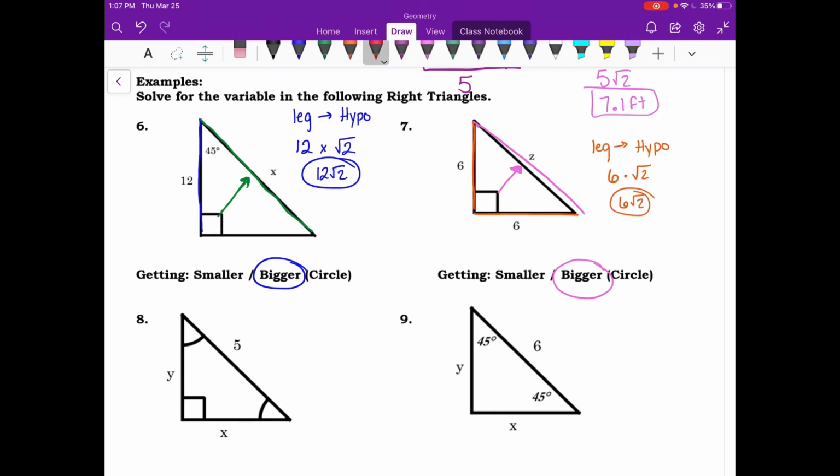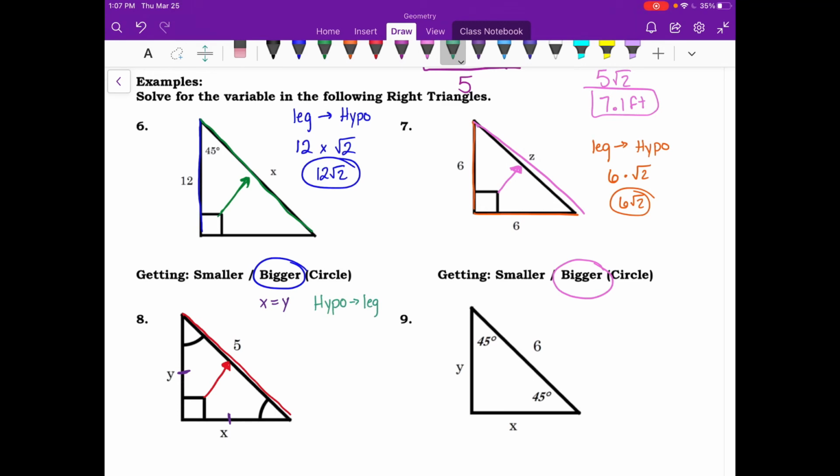Okay, for number 8, I do have two variables, x and y, but the side that I'm given is this side right here, which is 5. That is my hypotenuse, and if you remember, in a 45, 45, 90 triangle, the legs are congruent, so x and y are equal. So if I find x, I find y, or if I find y, I find x. Easy enough. So I'm going from my hypotenuse to a leg, so I'm getting smaller.